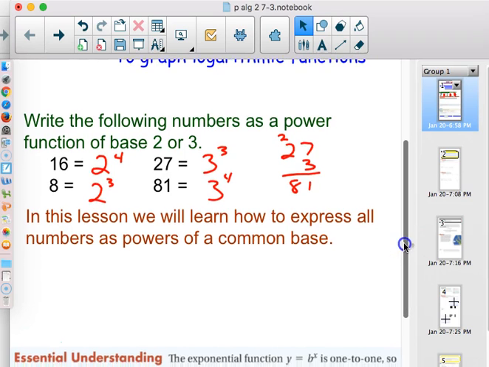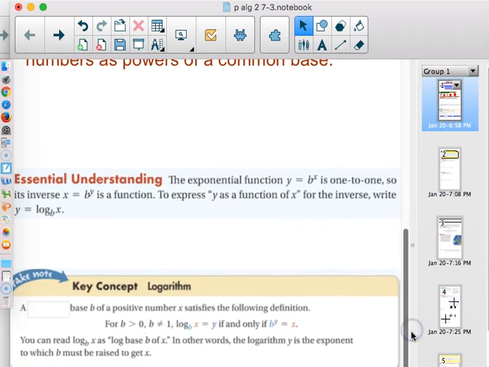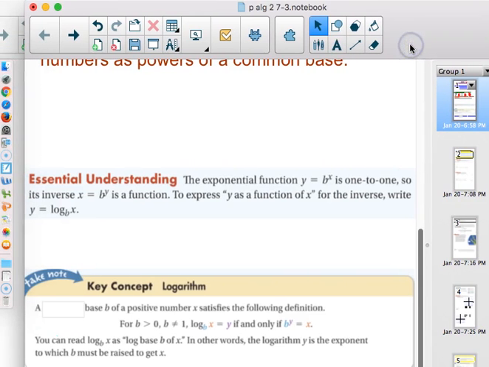So what we had to do was figure out a way to undo something being raised to an unknown power. And the essential understanding is the exponential function y equals b to the x is 1 to 1. So its inverse, x equals b to the y, is a function. So we want a function to start with, and its inverse is also a function. So we've talked about that before. Functions have special properties, and that's what we want.